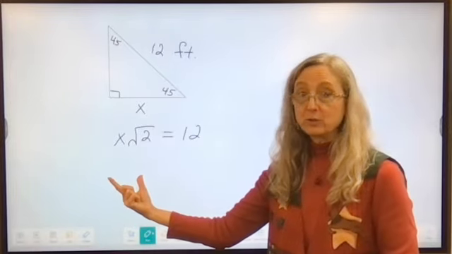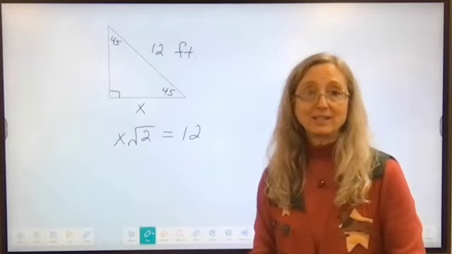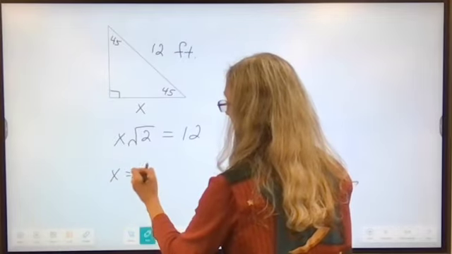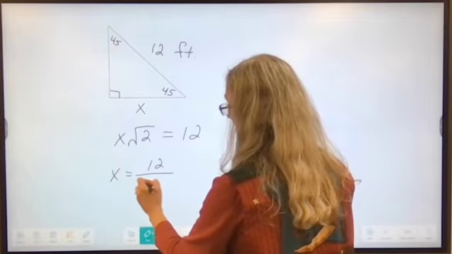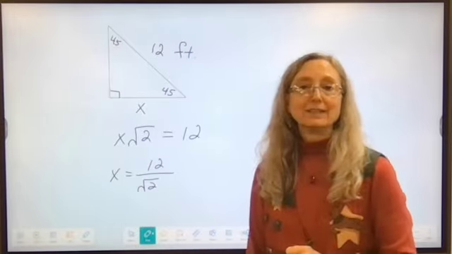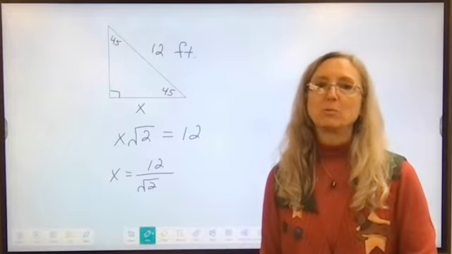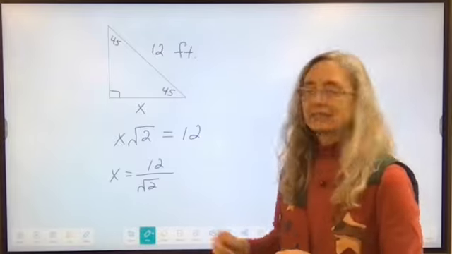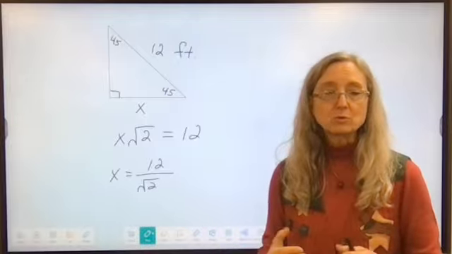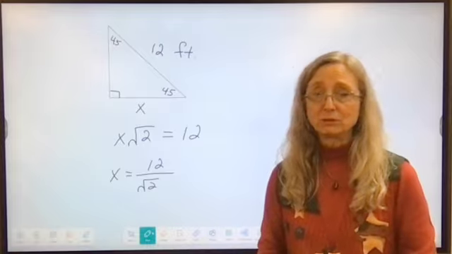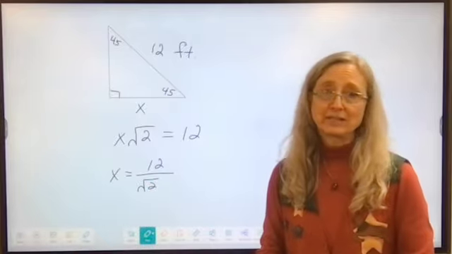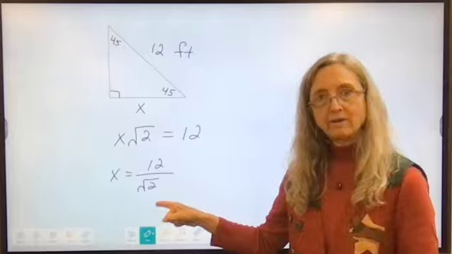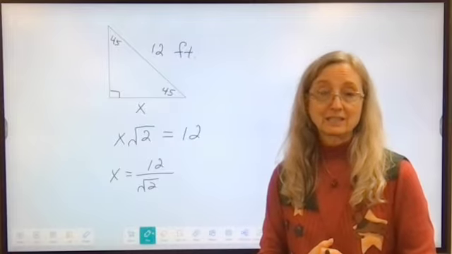Just like any other equation, we're going to need to divide by the square root of 2. So my x is 12 divided by square root of 2. And you might think you're done, but we do not leave irrational numbers in the denominator of a fraction. Because remember, a fraction is a division problem, and you can't divide by an irrational number. It's impossible. So we need to get rid of that radical in the denominator.